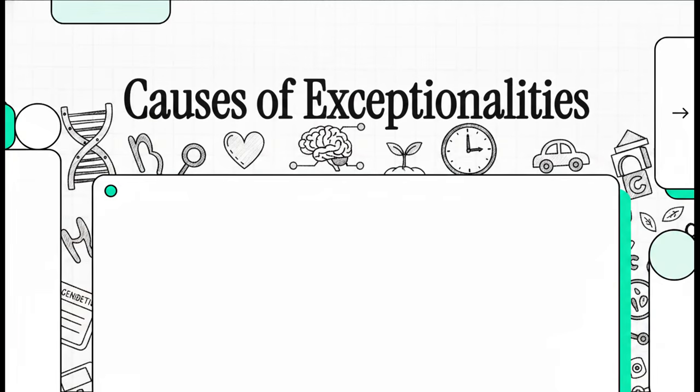Okay, so today we're jumping right into Chapter 2, Causes of Exceptionalities. Understanding exactly why and how developmental delays and disabilities occur is absolutely crucial for your future work. We're not just talking about abstract medical textbook concepts here. No, we're talking about the day-to-day realities that the children in your future classrooms are going to bring with them every single day. So let's just get right into it.